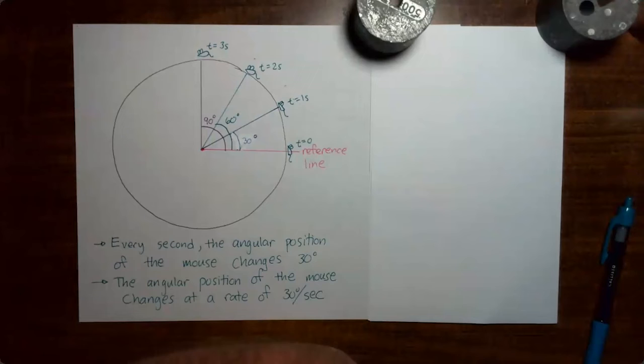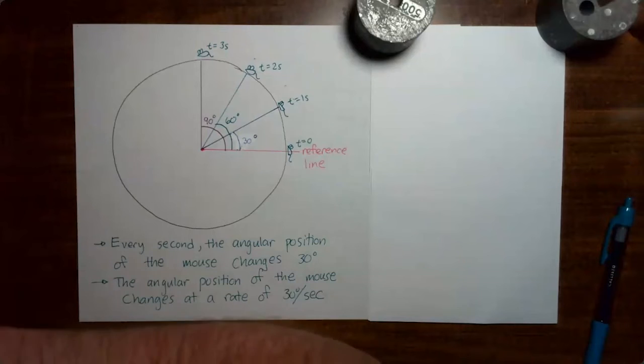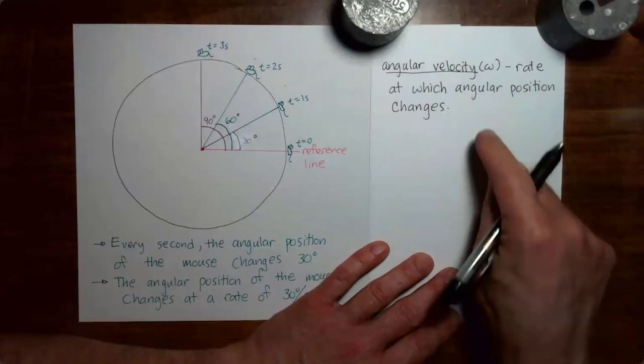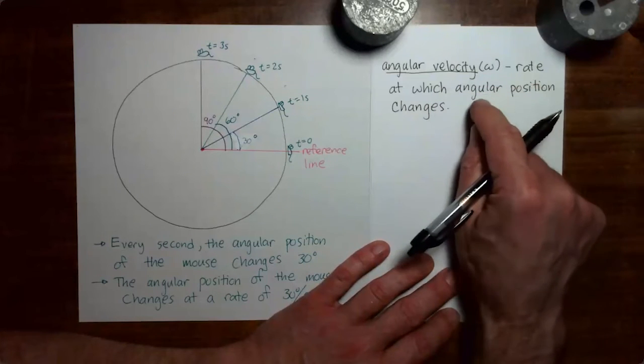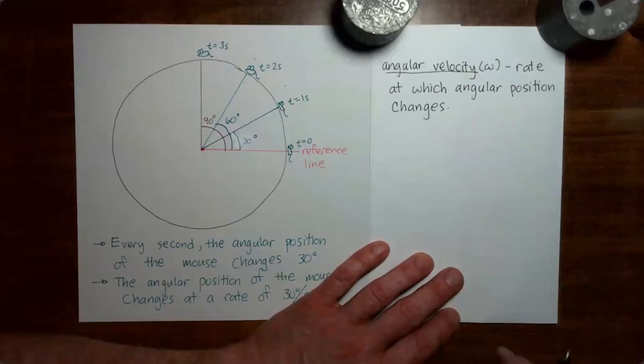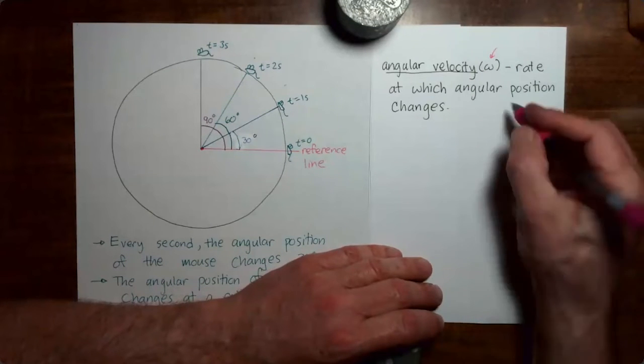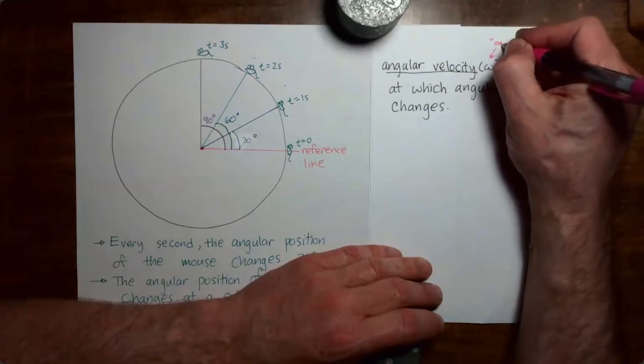I've given you a couple of new ideas here. First, an object moving in a circle can be located by its angular position, and that angular position can change at a particular rate. Let's call the rate at which the angular position changes the angular velocity. So the angular velocity is the rate at which the angular position changes. Notice that I have introduced here a symbol for the angular velocity. This is the Greek letter omega.